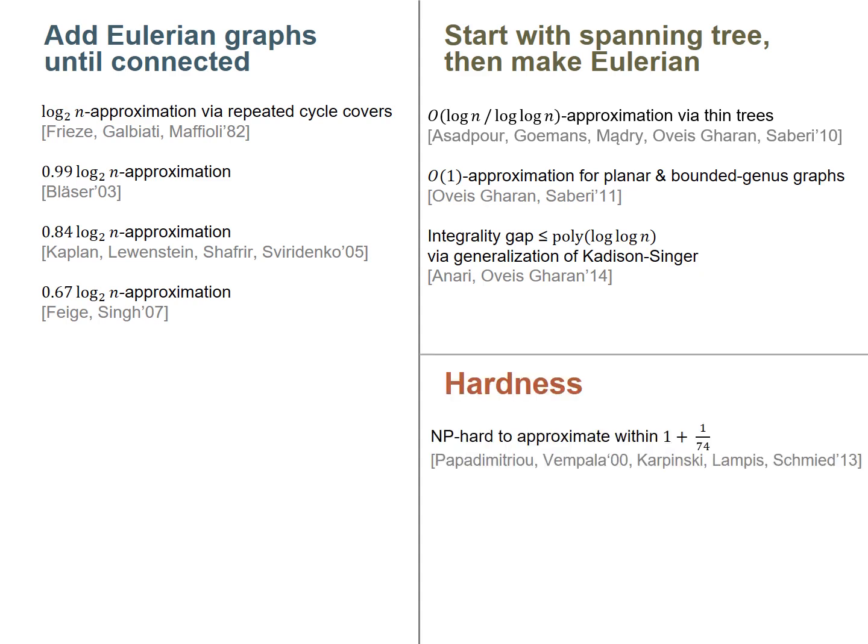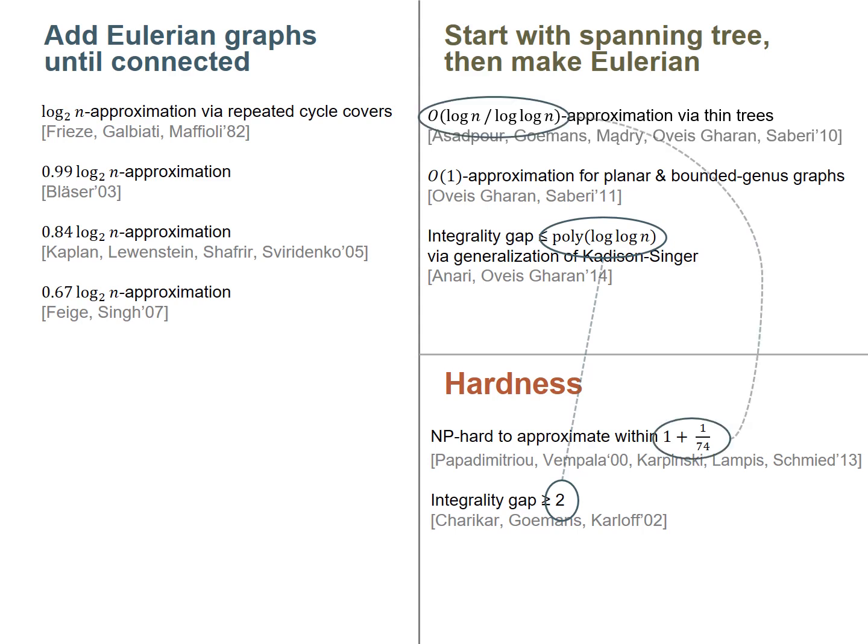In terms of hardness, it is known that it's NP-hard to approximate within a factor of the form 1 plus epsilon, essentially. And it's also known that the integrality gap of the LP is at least 2. So if someone says that ATSP is too hard, then they might be referring to this. There is a big gap in what we understand about the LP, and an even bigger gap in the approximation ratios that we think are possible.